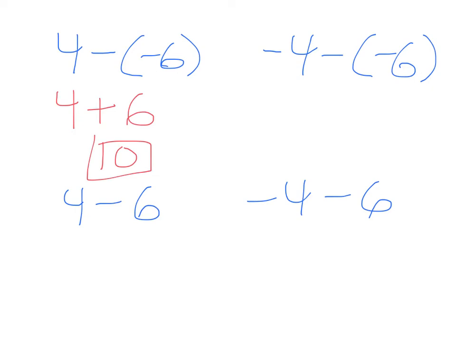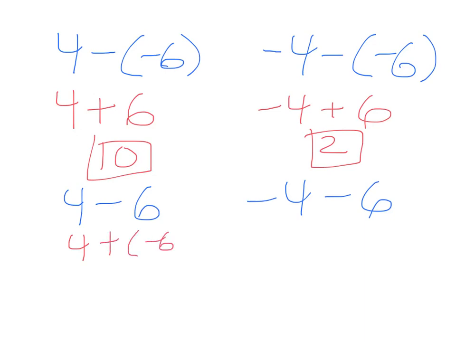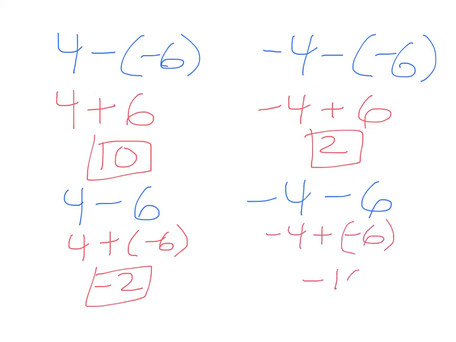All right, if you did these right, -4 plus 6, which was 2, 4 plus -6, which was -2, and -4 plus -6, which is -10. Did you get those all right? Yeah, I knew you would have. So that's really how subtraction of integers works.